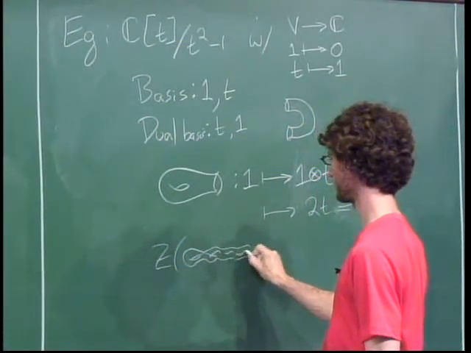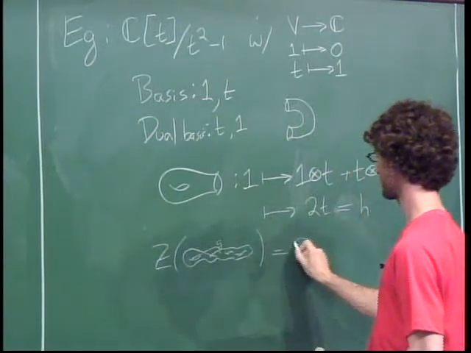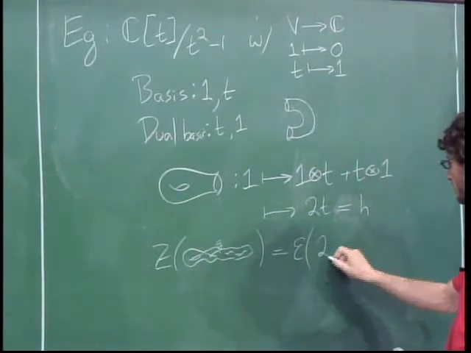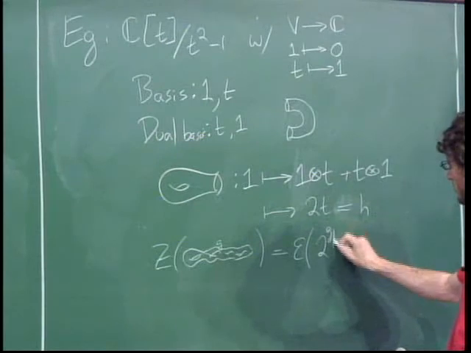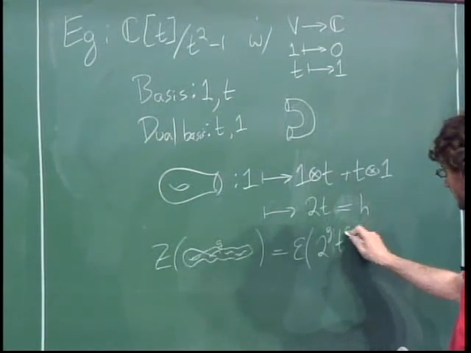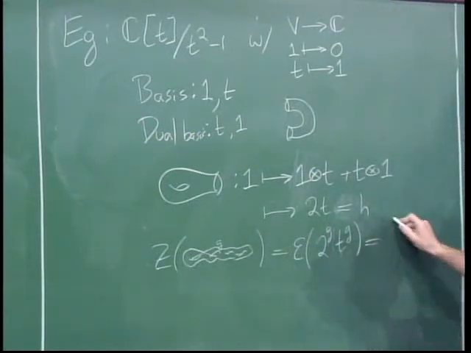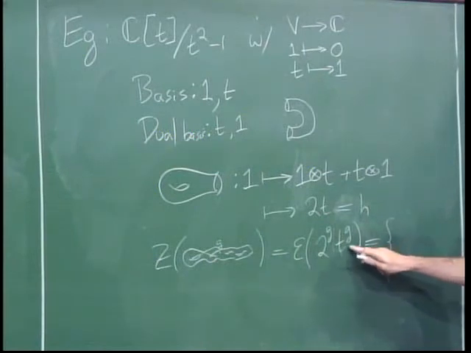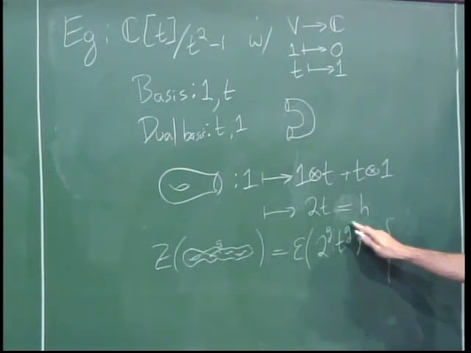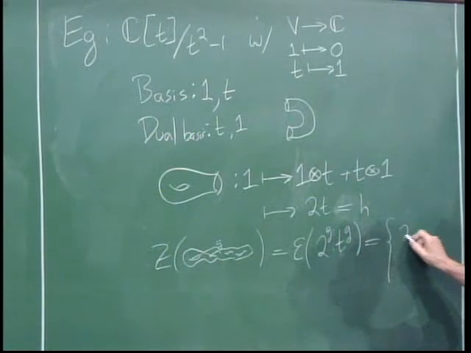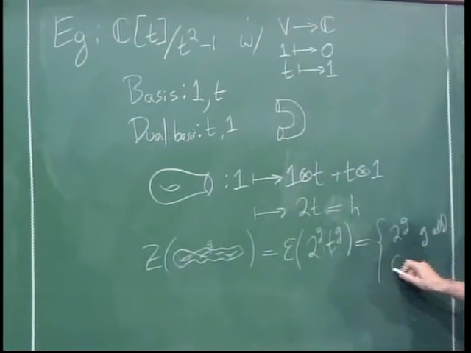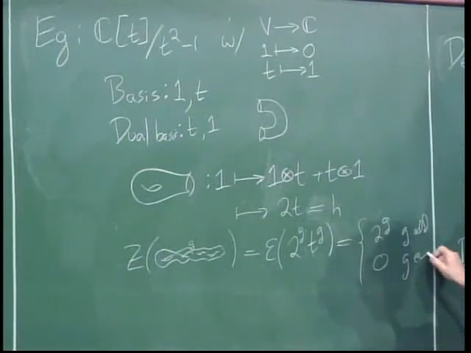And so then we can compute Z of the genus G surface, which is just epsilon of 2 to the G T to the G. So what's that? Well, if G is odd, then we get 2 to the G, and we get 0 if G is even.